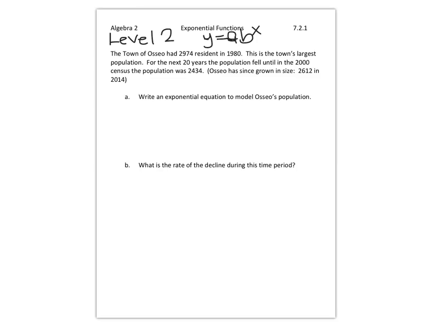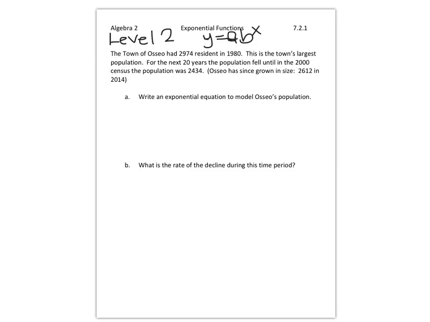All right, the town of Osseo had 2,974 residents in 1980. This was the town's largest population. For the next 20 years, the population fell until 2000, when the population was 2,434. Write an exponential equation to model Osseo's population.